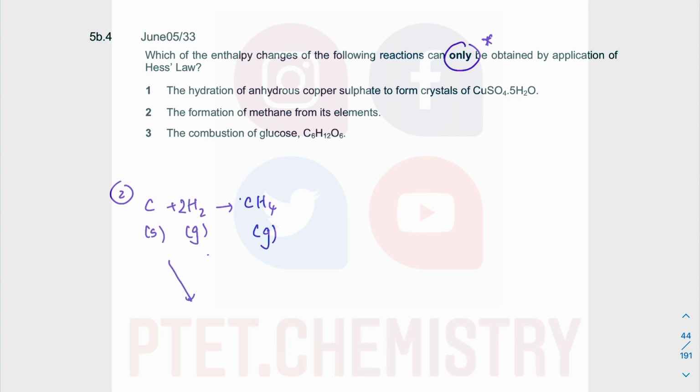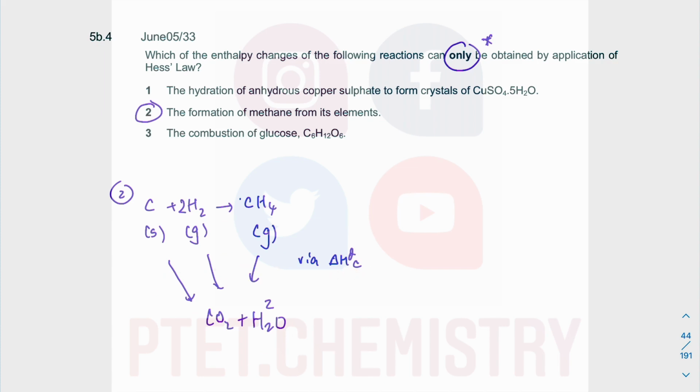But what you can do is you can do it via combustion. Okay. So this will be via the enthalpy of combustion, where you do the sum of the enthalpy of combustion of reactants minus the sum of the combustion enthalpy of the products. Okay, so number 2, you cannot obtain directly. You can only obtain it via application of Hess law via the enthalpy of combustion.